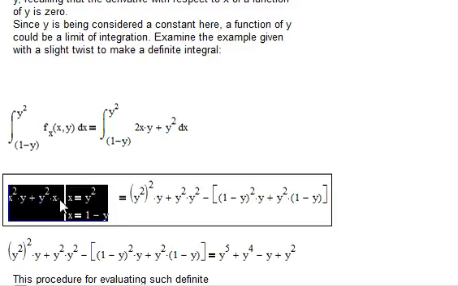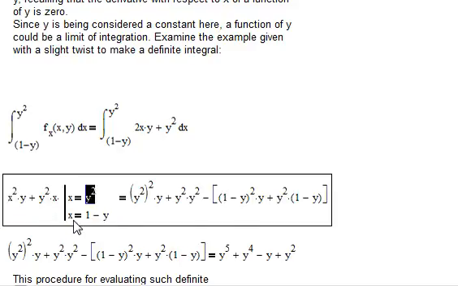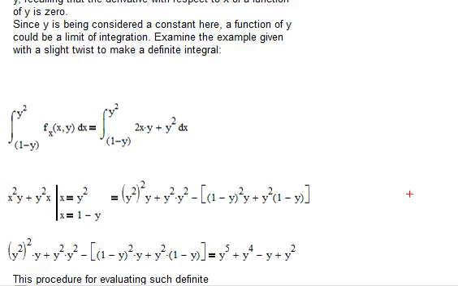evaluated first when x equals y squared, and secondly, subtract when x equals 1 minus y. So first this x squared, well, x is replaced with y squared, so it's going to be y squared squared times this y, plus y squared times this x, which is y squared, so plus y squared times y squared, and then minus, evaluated also at 1 minus y. So replace x with 1 minus y, we get 1 minus y squared times this y, plus this y squared times this x, which is replaced with 1 minus y.